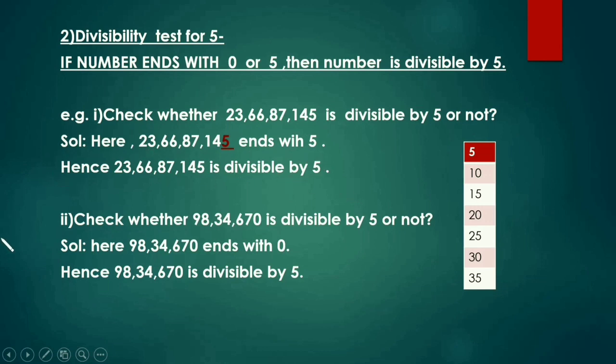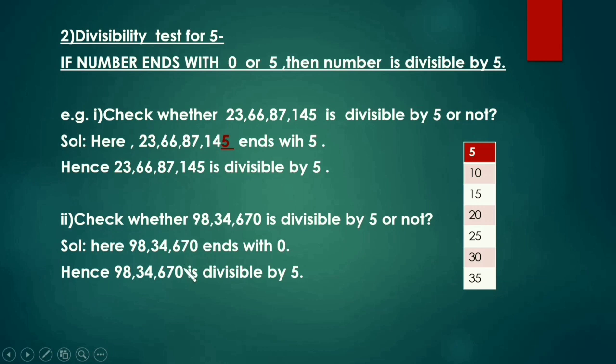These are all very easy tests. So we will apply them when we solve the problems. Then the next question is, check whether 98 lakh 34,670 is divisible by 5 or not. So what am I observing here? The number ends with 0. So we can easily say that this number 98 lakh 34,670 is divisible by 5.